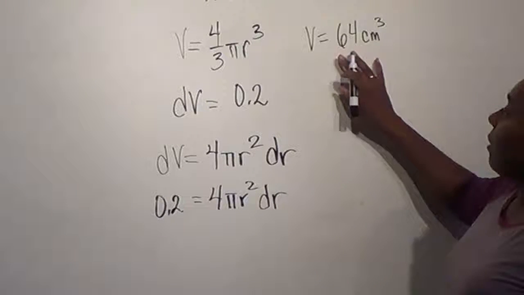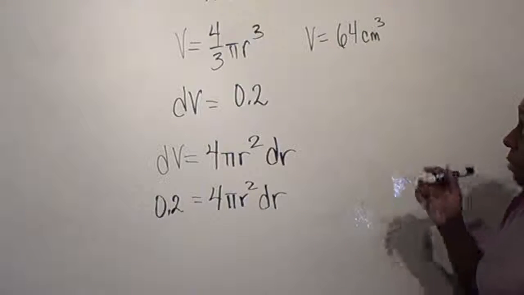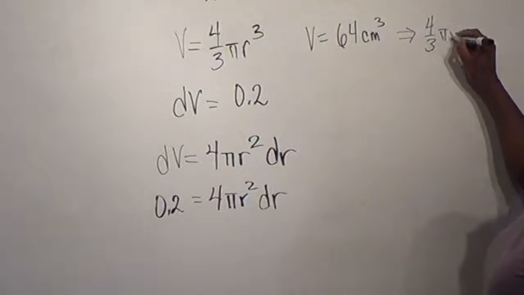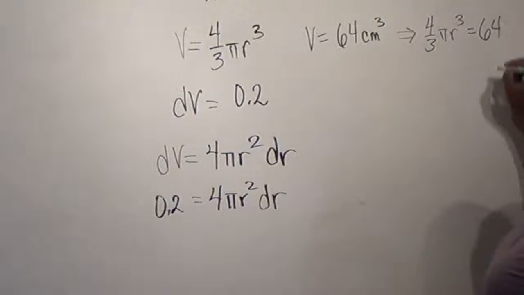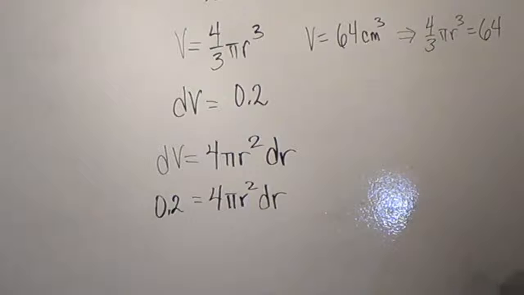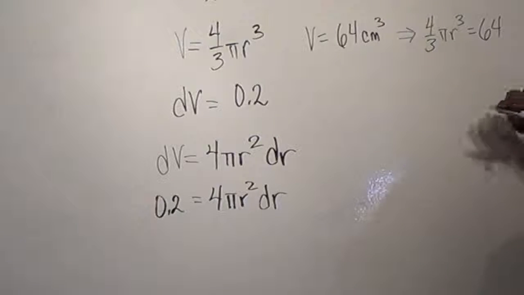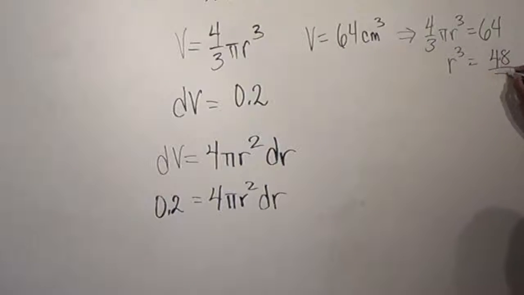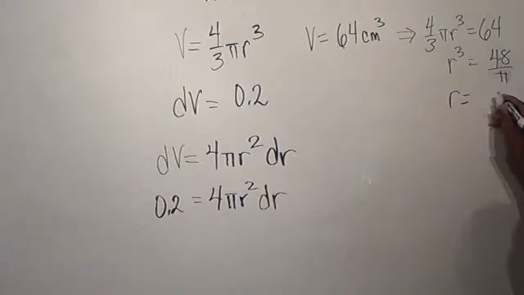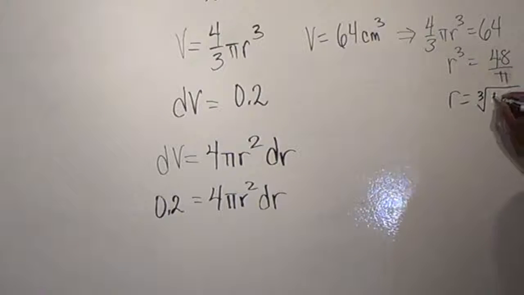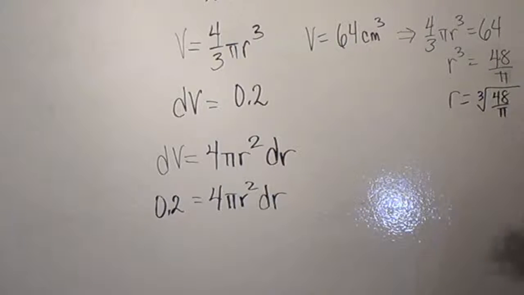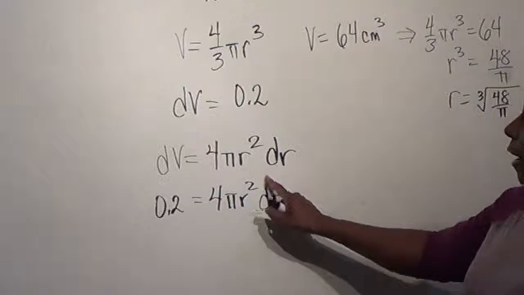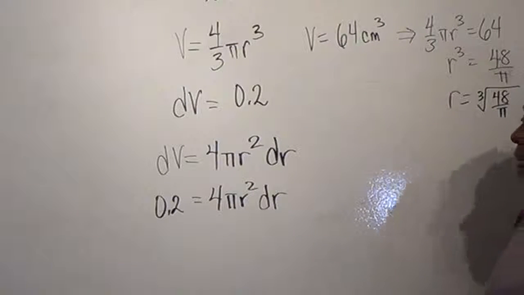We know that the volume is 64 cubic centimeters, which means that 4/3 pi r cubed has to equal 64. So we can solve for r. We'll invert and multiply there. r cubed is 48 over pi. So r is going to be the cubed root of 48 over pi. We can plug that into here and we can get our error in the radius.